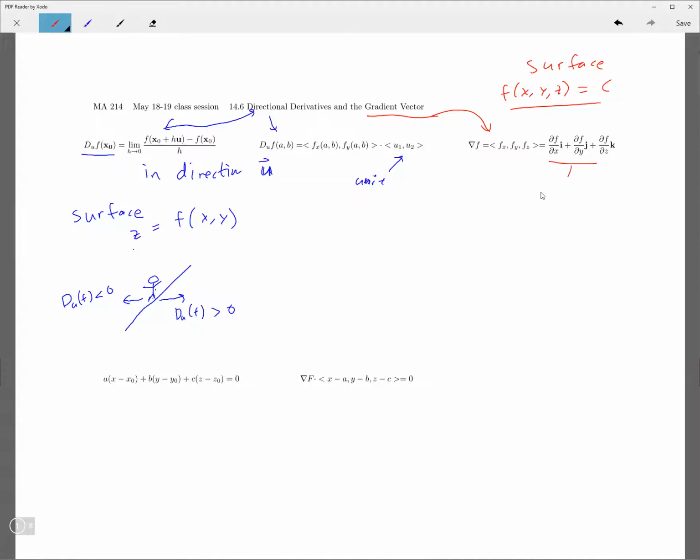And this vector is perpendicular to the surface.